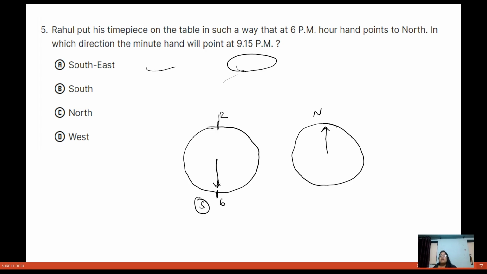Okay, so now see, at 9:15 p.m., this has been rotated 180 degrees, only because earlier it was at south, pure south. Now it became this. So let us calculate at 9:15 p.m. where your clock hands are.